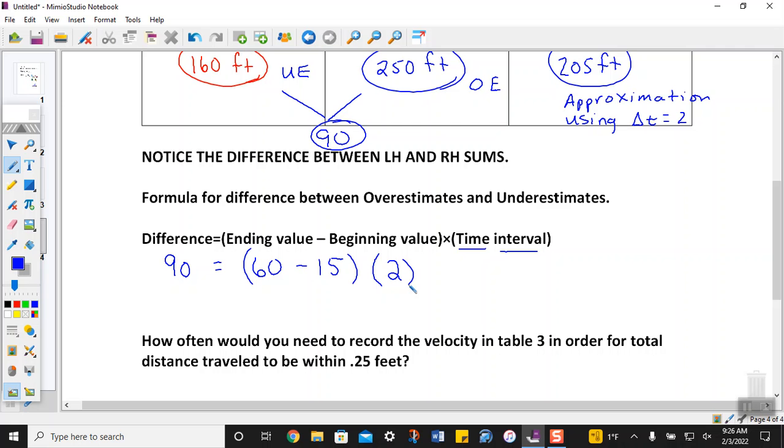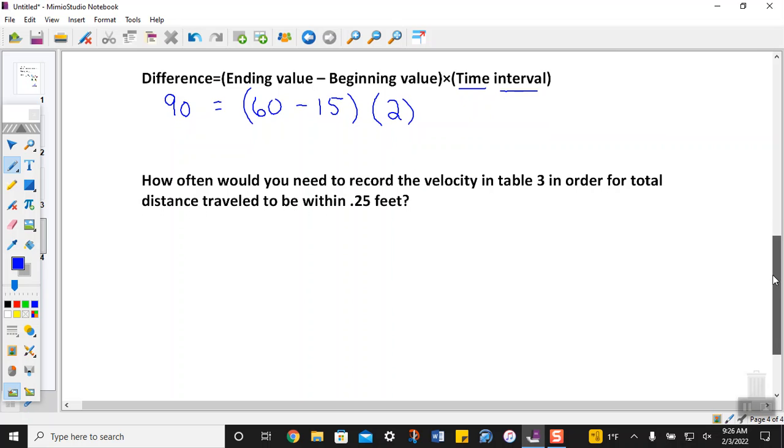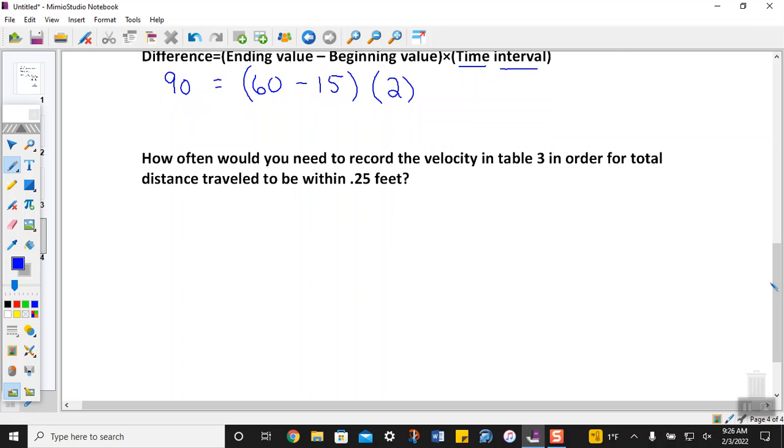What do you think is going to happen to that time interval? Shorter or longer? Shorter. We're going to have a lot more data to be that accurate, aren't we? We're going to use the formula right here. I don't want the difference being 90 anymore. I want it to be how many feet? 0.25. So I'm going to plug 0.25 in for my difference. You still have to use your beginning and ending velocities. What was the ending velocity in the table? 60. Minus your beginning velocity. 15.